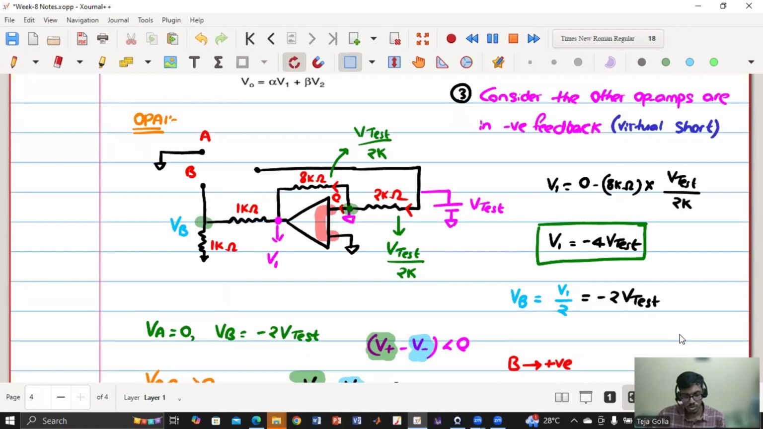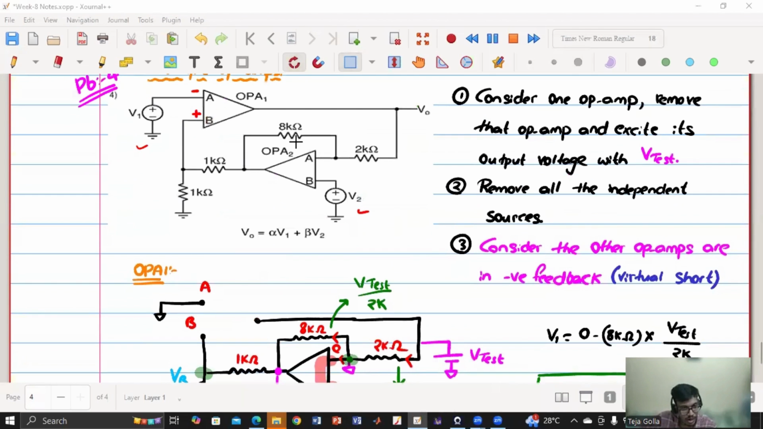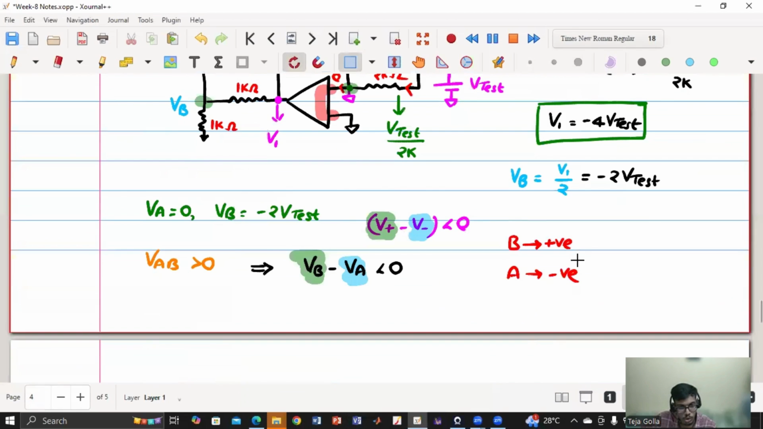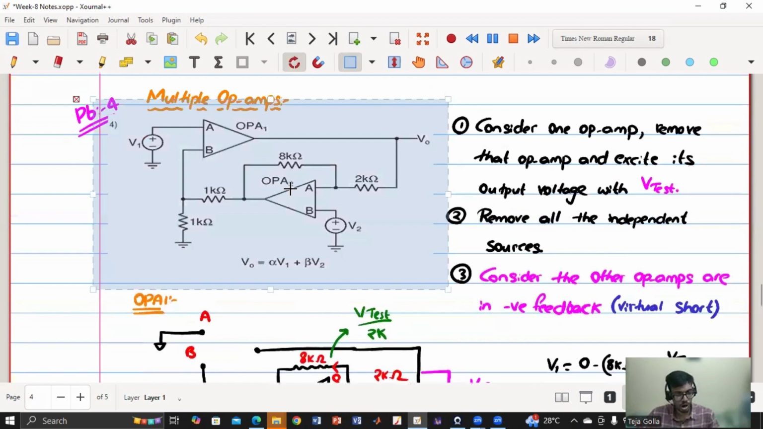Anyone? So we'll get back to the question Roshan has asked. What if I consider op-amp 1 to be already in negative feedback? First of all, we got the terminals, how it needs to be connected to be in negative feedback. But without using this, I will solve and I will show how it can be done.